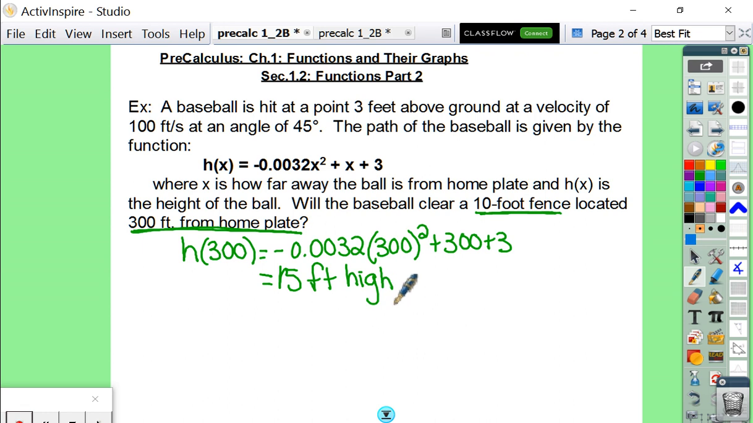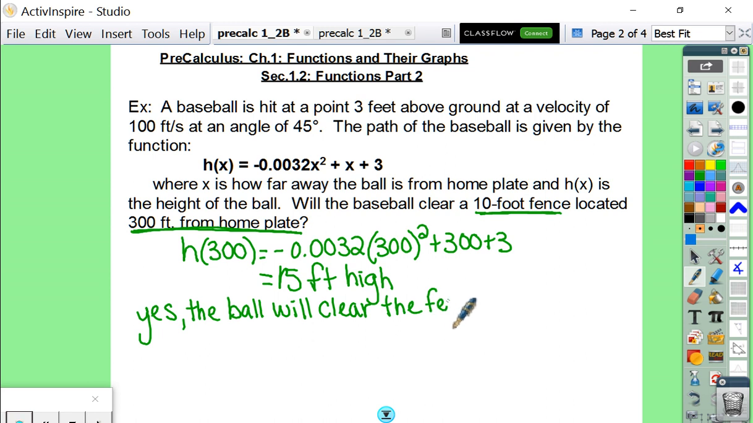So now I'm going to go back and read my question. Will the baseball clear a 10-foot fence located 300 feet from home plate? Well, it looks like at 300 feet my ball is going to be 15 feet high. So now I'm going to answer the question. Yes, the ball will clear the fence by 5 feet. So we'll have an extra 5 feet above the fence.